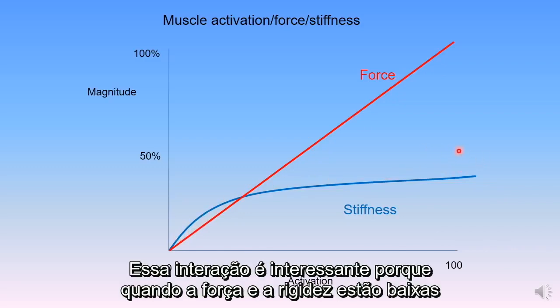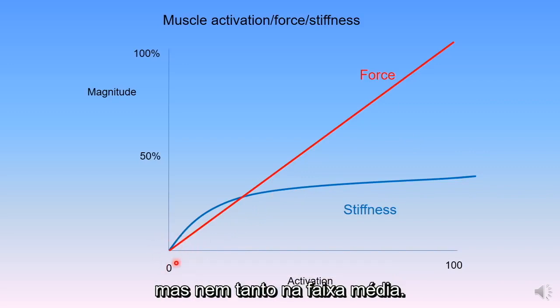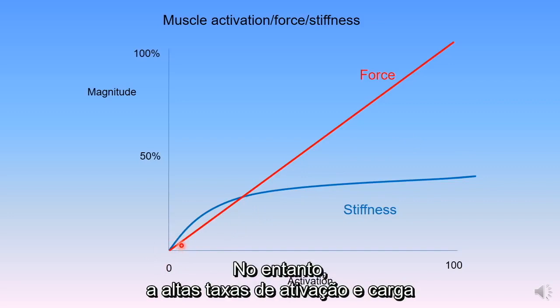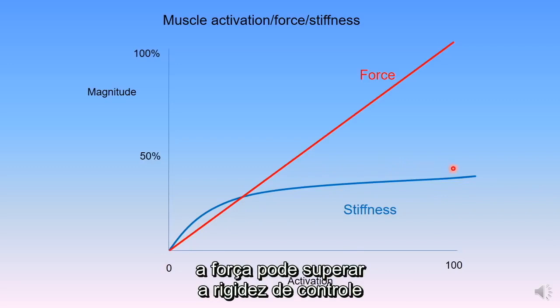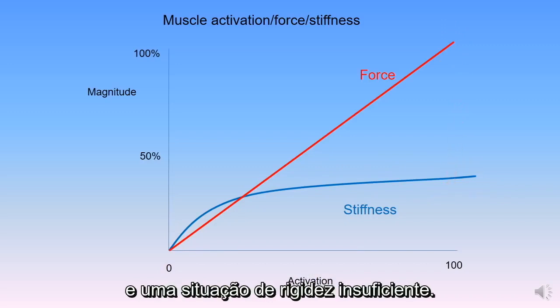Well, this interaction is interesting because when the force and stiffness is low, the joint has the potential to experience unstable behavior, but not so much in the mid-range, but also at very high levels of activation and load, where a force can actually overpower the controlling stiffness and allow a micro movement and an incident of insufficient stiffness.